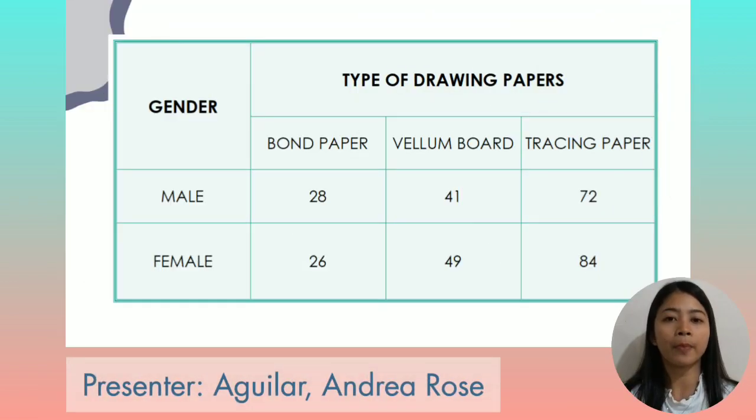This is a random sample table of males and females choosing what type of drawing papers. For the bond paper, male has 28 and female has 26. For the vellum board, male has 41 and female has 49. And last, for the tracing paper, male has 72 and female has 84.